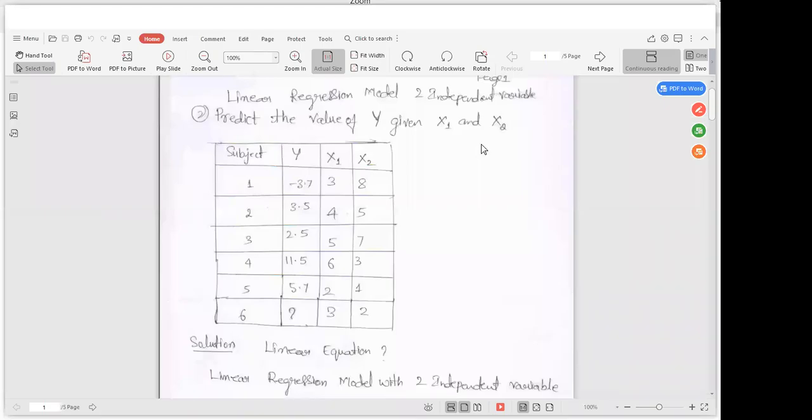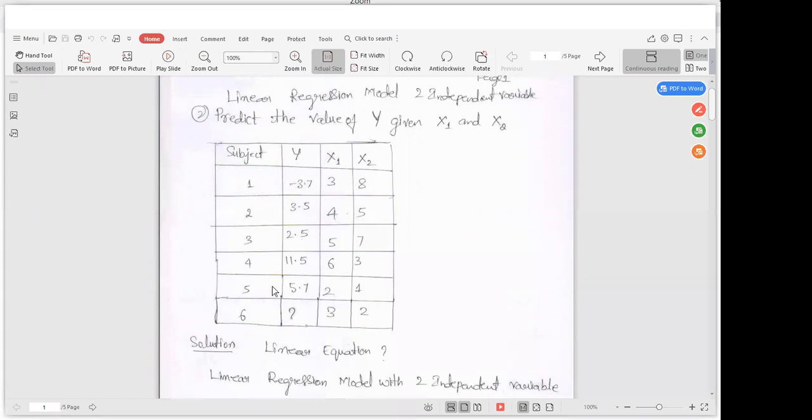So now, in the previous class we had learned how to find the regression model equation using one independent variable and one dependent variable. In this case we have two independent variables, x1 and x2, and one dependent variable, y. So y can be predicted; it depends on the variables x1 and x2.